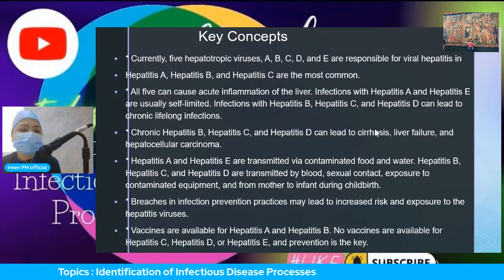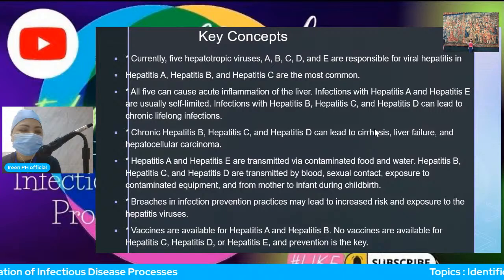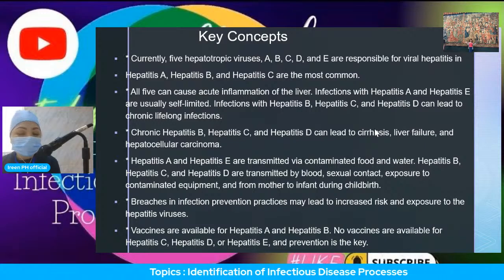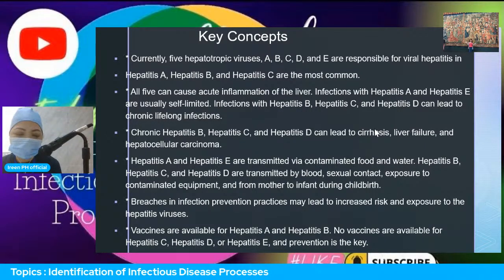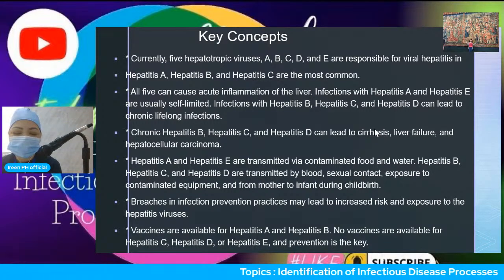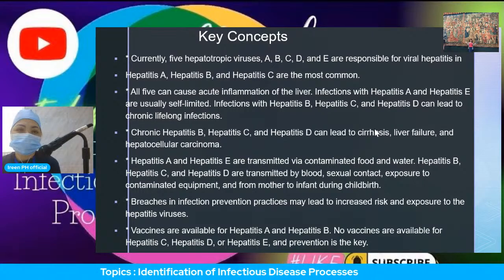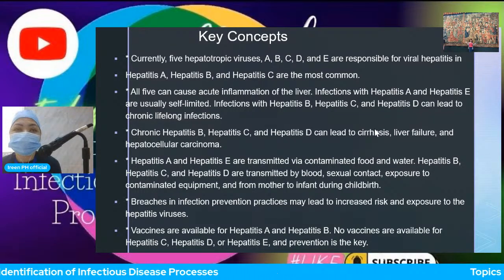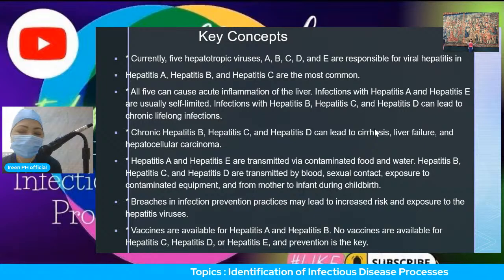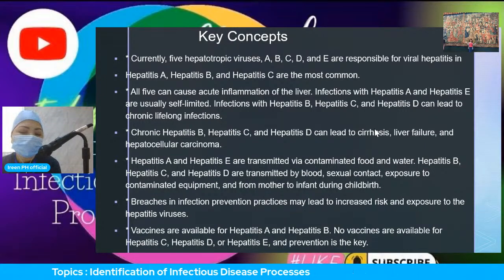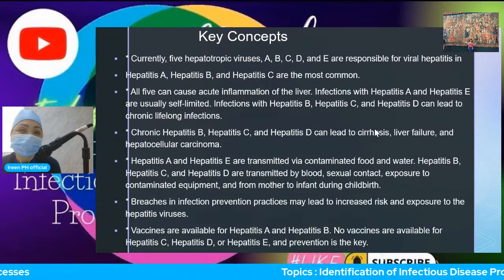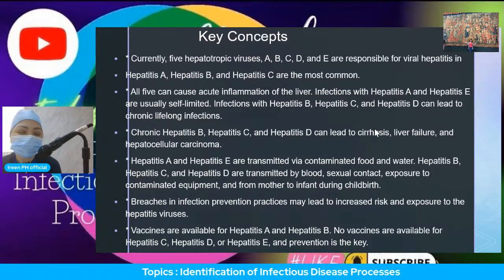Okay, vaccines are available for hepatitis A and B. No vaccines are available for Hep C, D, and E. And what is the key? Prevention. Again, vaccines are available for Hep A and Hep B. No vaccines are available for Hep C, Hep D, Hep E. And prevention is the key.